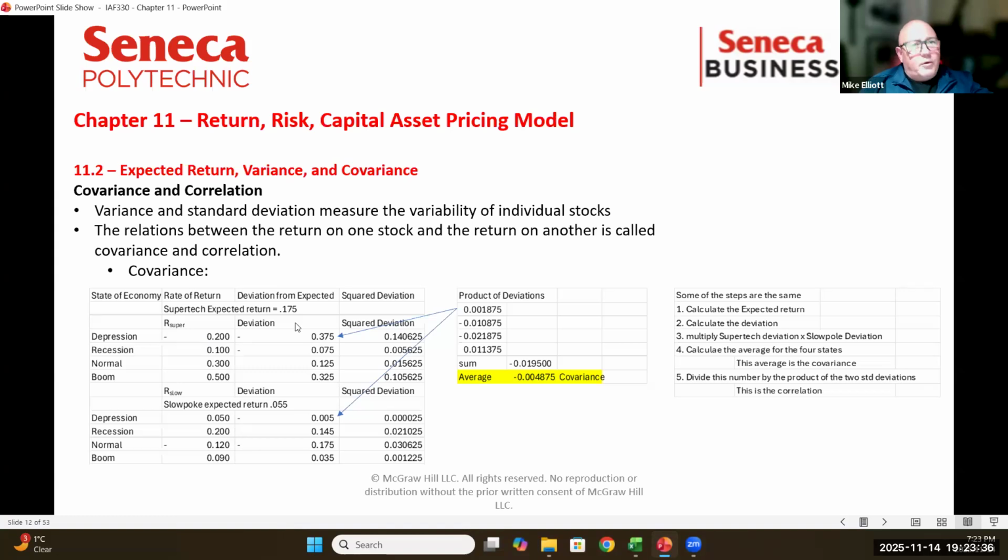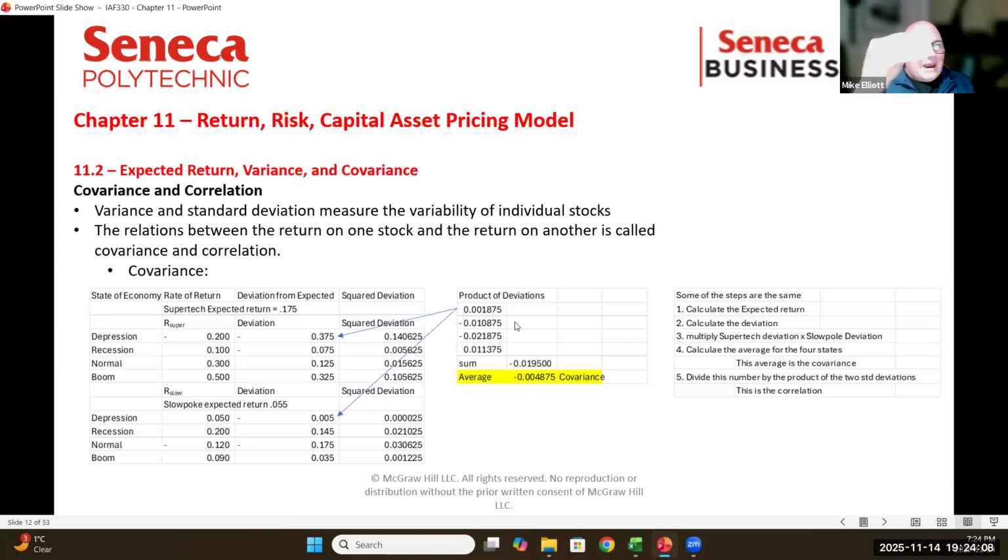the expected return of 0.175 minus 0.20 gives us a minus 0.375. For Slowpoke, the expected return of 0.055 minus 0.05 gives us minus 0.5. For depression, if we multiply those two numbers together, we're going to get the product of the deviations in a portfolio together. So yes, they move. We know they move like this, but how they move together is what we're looking at now.